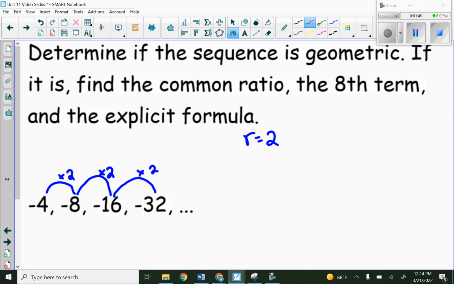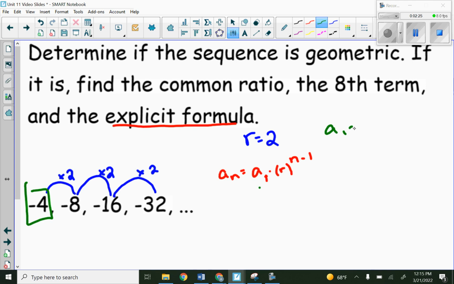So once we know our common ratio, now we could multiply to find the eighth term, or we can make our formula first. So that's what I'm going to do. That explicit formula was a sub n equals a sub 1 times r to the n minus 1 power. Now we know what r is. We need to know what a sub 1 is, and that's always your first term. So a sub 1 is -4.